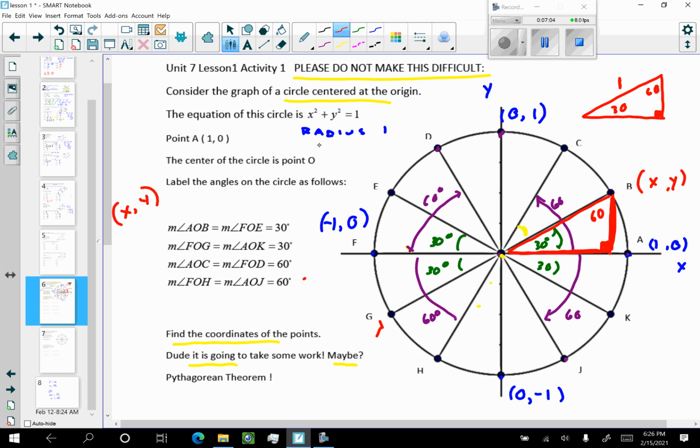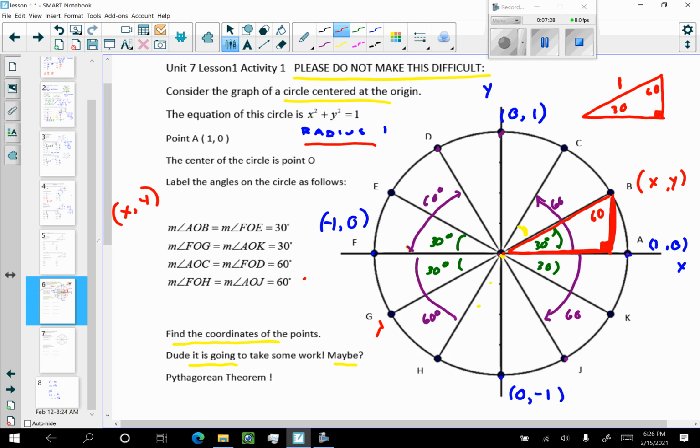Why? Because the radius of this circle is 1. All of these distances from the center to these points on the circle is 1. That's the definition of a circle: an infinite amount of points equidistant from a point. That distance is the radius.